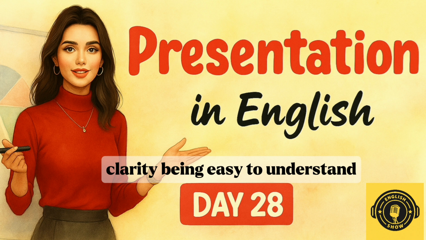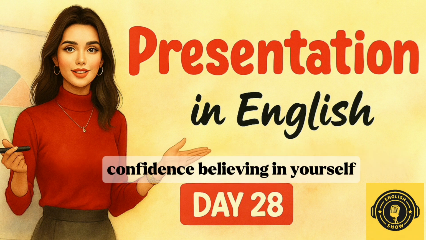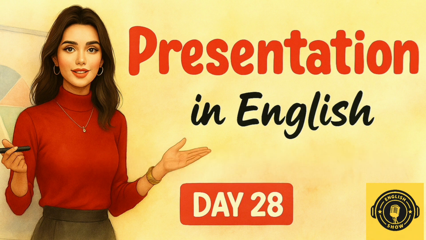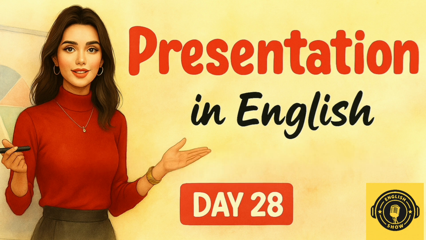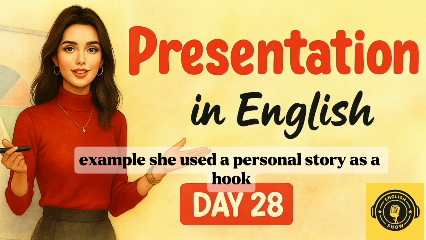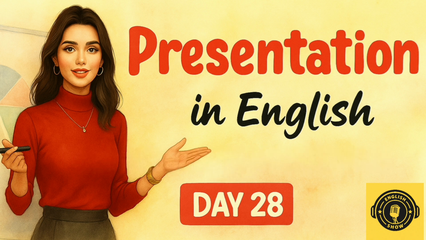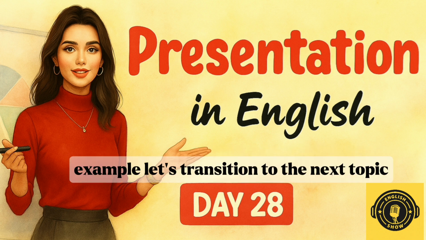Clarity, being easy to understand. Example, she spoke with great clarity during the meeting. Confidence, believing in yourself. Example, he delivered the speech with confidence. Hook, the attention grabber at the beginning. Example, she used a personal story as a hook. Transition, words or phrases that connect ideas. Example, let's transition to the next topic.